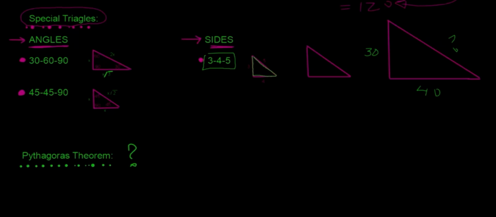instead of working that out, you can straight away go, okay, it looks like a special triangle because the sides are multiples of 3, 4, and 5. 3 times 10, 4 times 10, 5 times 10, 50. So this side is 50. This is a special triangle which you don't need to work out. You can just straight away get the answer.